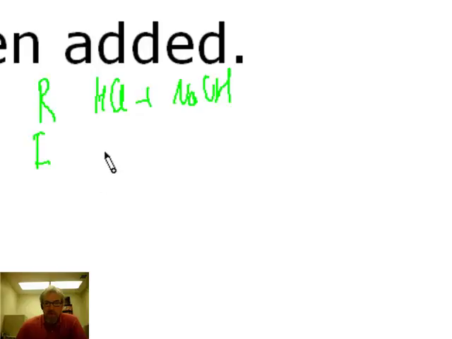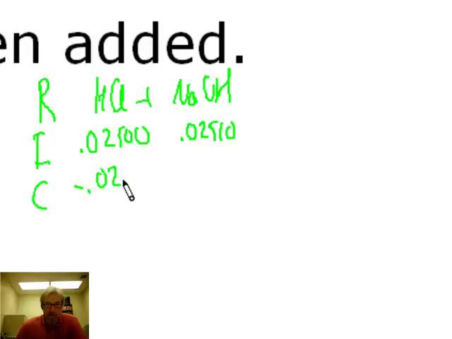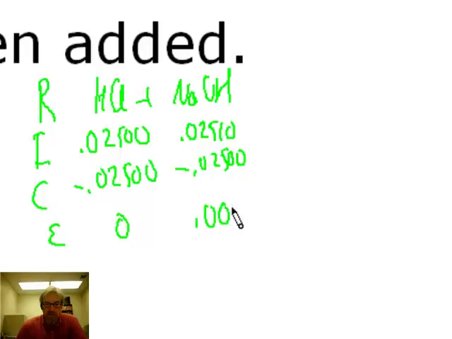Initial moles. Well, I had 0.02500 moles of HCl there, and now I've added 0.02510 liters of NaOH, which is 0.02510 moles of NaOH. So now, after the equivalence point, HCl is the limiting reactant. And so I will have lost all of that number of moles from both quantities. And that leaves me at the end with no HCl and 0.00010 moles of NaOH, or moles of OH minus, because NaOH provides one OH minus per formula unit.